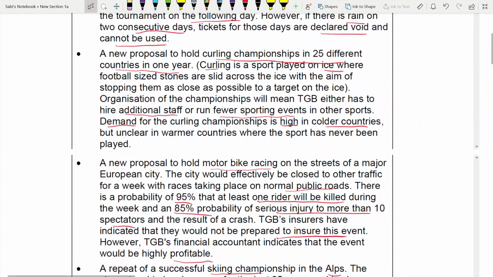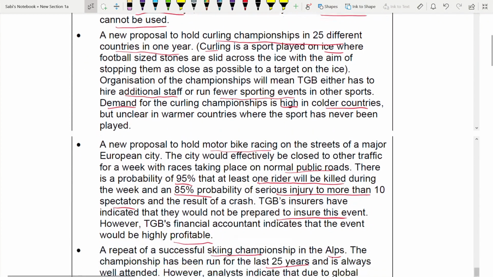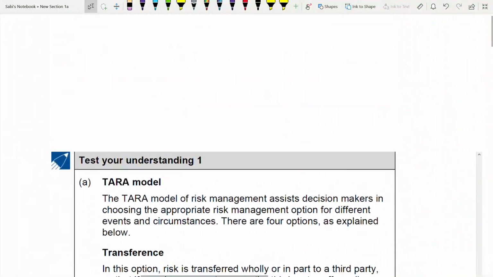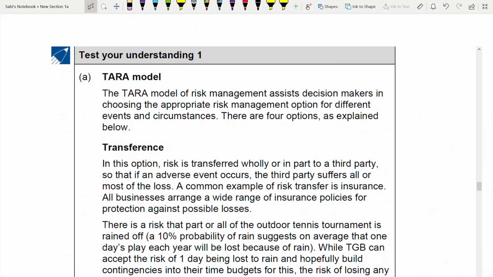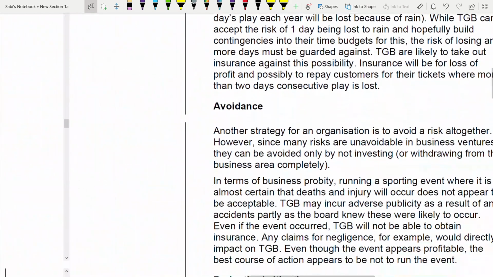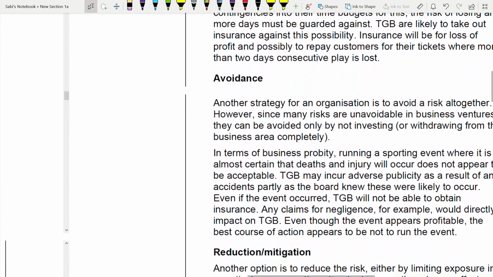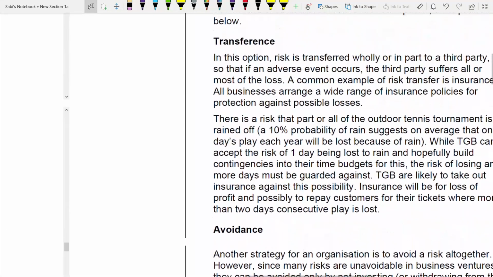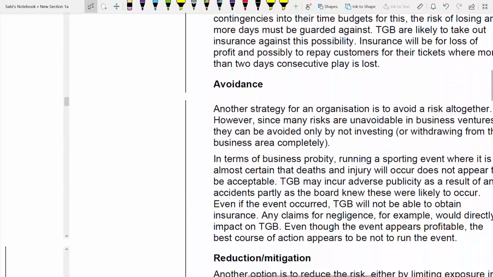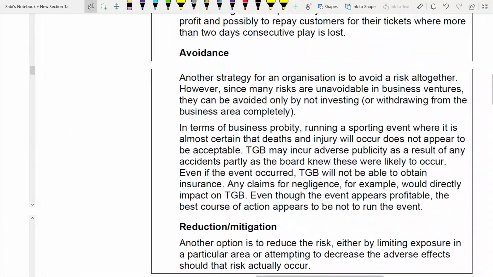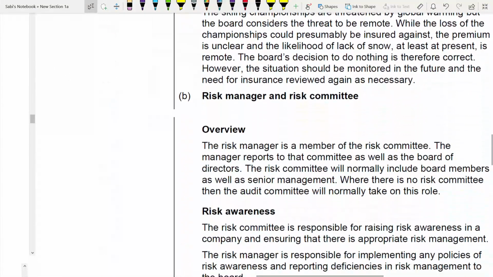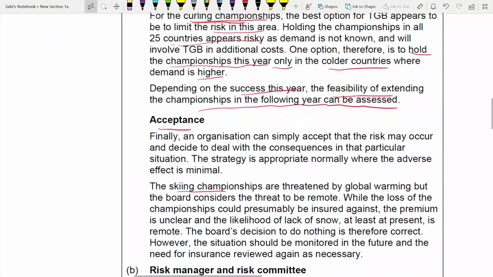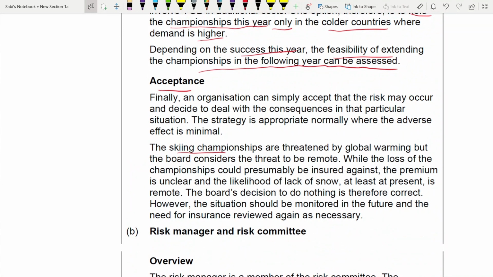I think they have not answered for the motorbike racing anywhere in the answer. Okay, they have not. So we'll go through the skiing championship. Here you accept. Why? Because of global warming, you are not getting the snow, the probability is less, and also they told the risk is remote. So better just accept it.